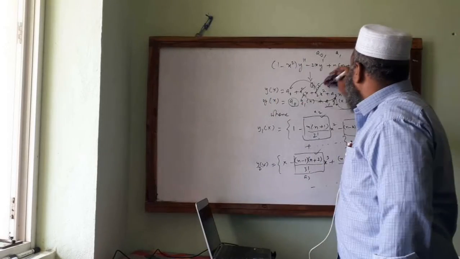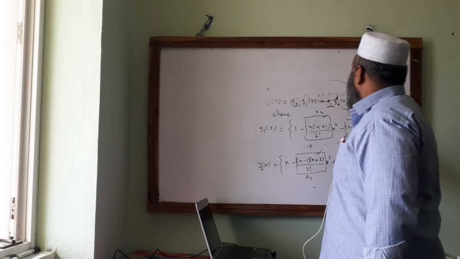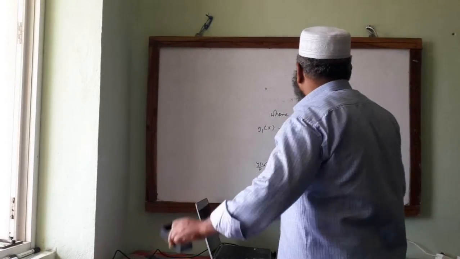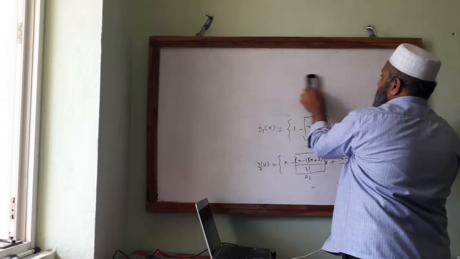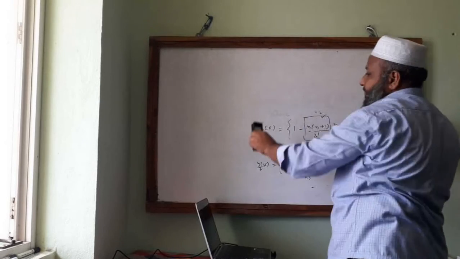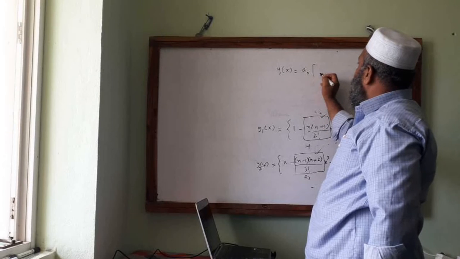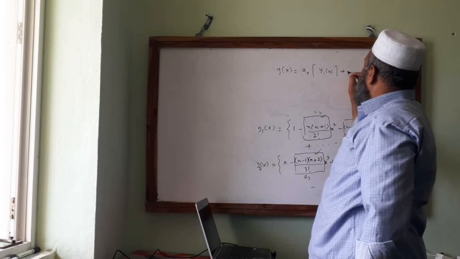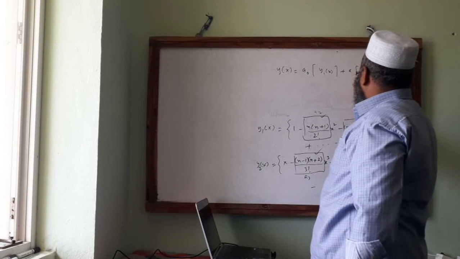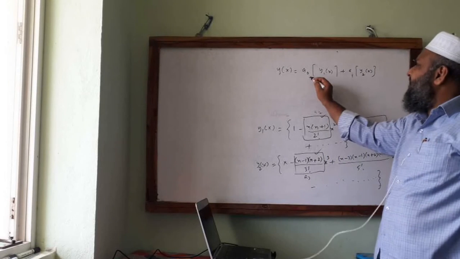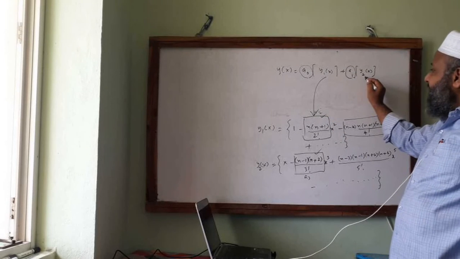be in the form of y of x is equal to a0 into y1 of x plus a1 into y2 of x. These a0 and a1 are just arbitrary constants. y1 is this one and this y2 is this one.